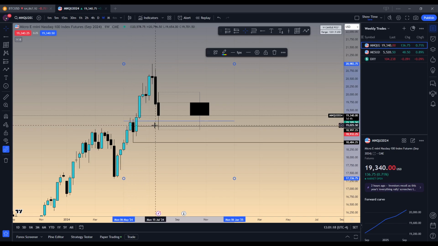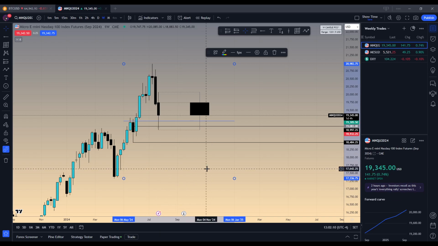We repriced into equilibrium, into a discount, and this down candle here is actually an order block because we're within the discount of the range. If this candle was above the discount and it was in premium, then it's not an order block. So it's in discount, it's an order block.